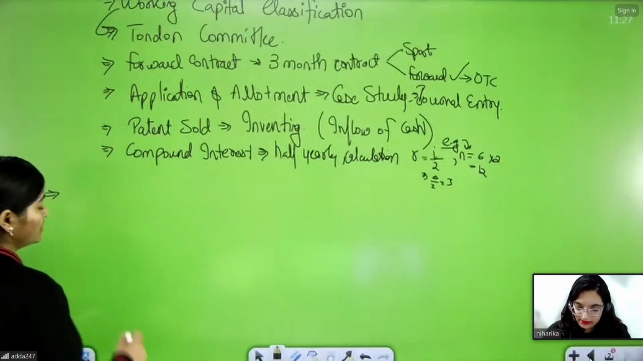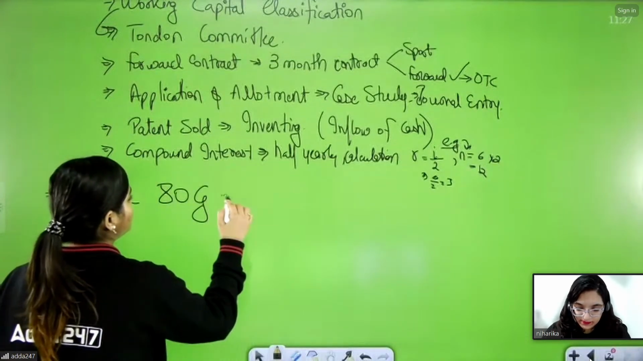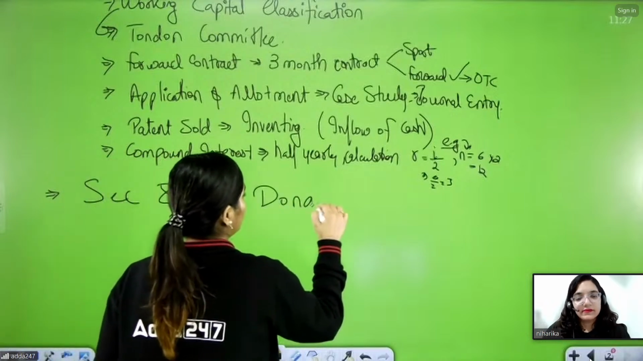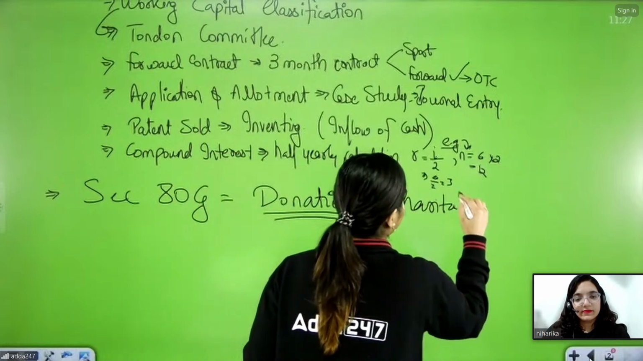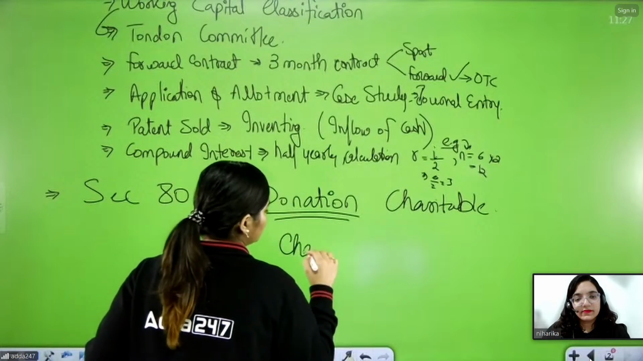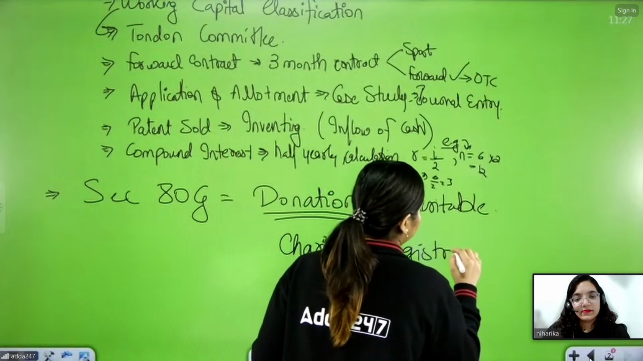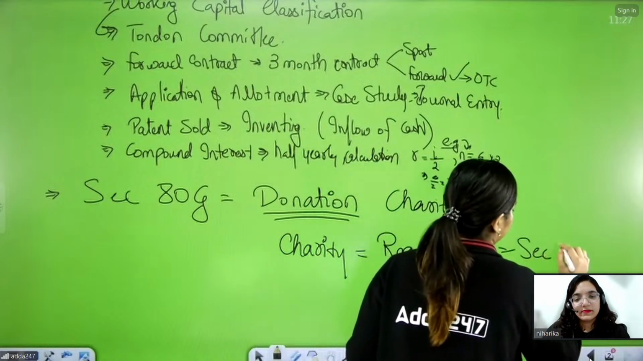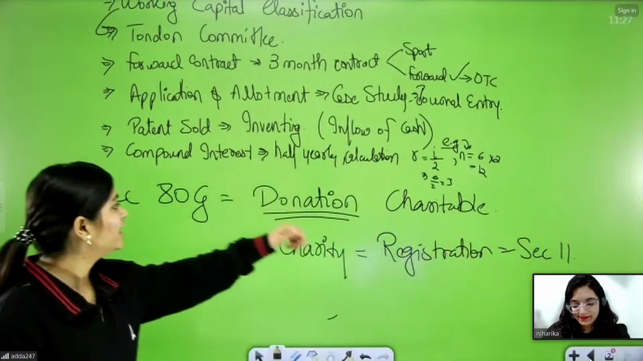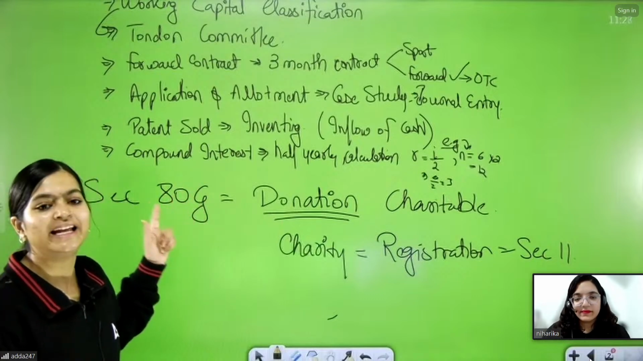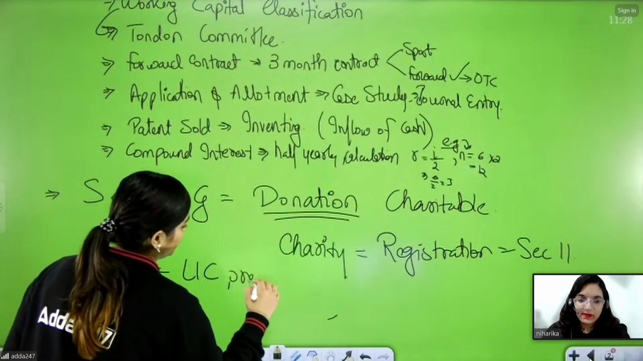Then we had one question from ATG, asking about donations. If we are donating to a charitable institute, then ATG. But if they ask which registration section is required for charity, then select section 11. Only if your charity or NGO is registered under section 11 will you get the donation deduction under ATG. The next question was from ATC about LIC premium payment.